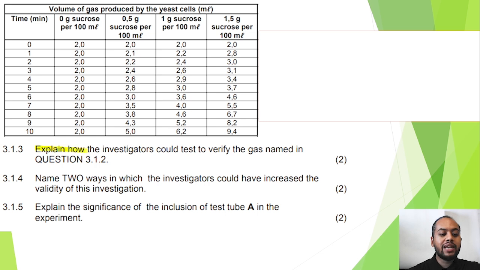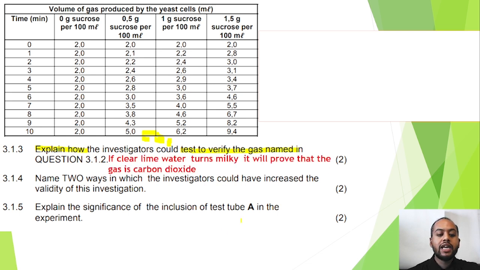3.1.3 asks you to explain how the investigators could test to verify the gas named in question 3.1.2. And what was that gas? That gas was carbon dioxide. So for 2 marks, how are we going to verify that carbon dioxide was released? You would have remembered one of the experiments that we covered in cellular respiration was to determine if carbon dioxide is released as a product. In order to accomplish that, we used clear lime water. The clear lime water needed to turn milky. That can be used as an indication. If clear lime water turns milky, it will prove that the gas carbon dioxide is actually released.